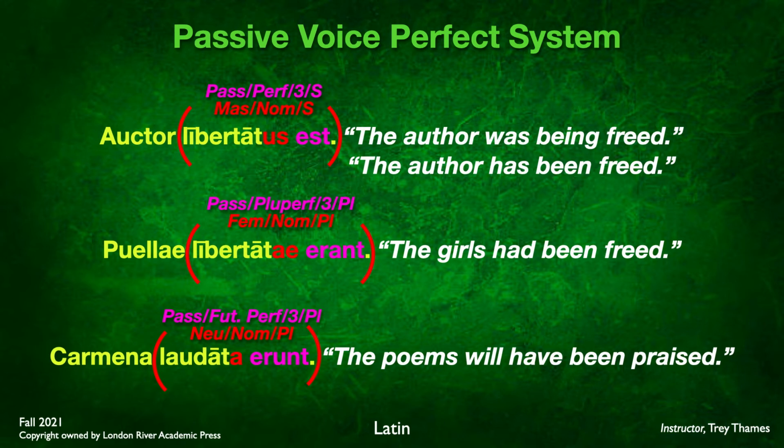And if you do that, let's go back to that first example, actor libertatus est. If you were to treat that as the verb est by itself, then the translation you would come up with is the author is, and then being freed, libertatus. Again, that participle form here. The problem with that is this is not present tense. This is perfect tense, which means it's action that's happening in the past. The author was being freed.